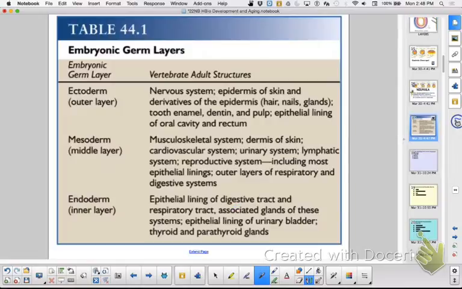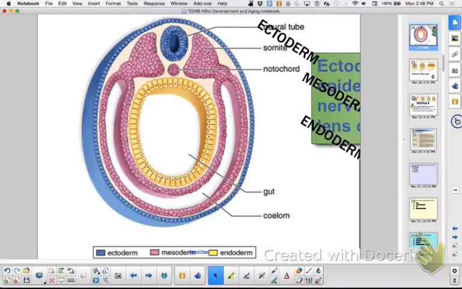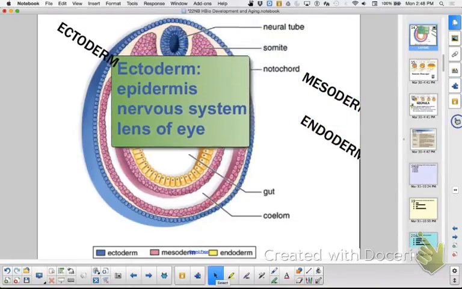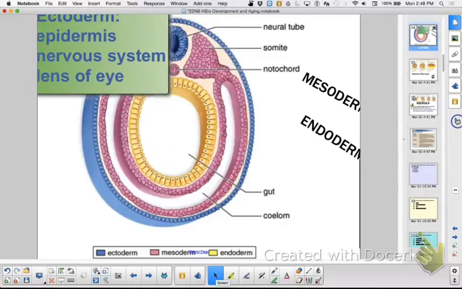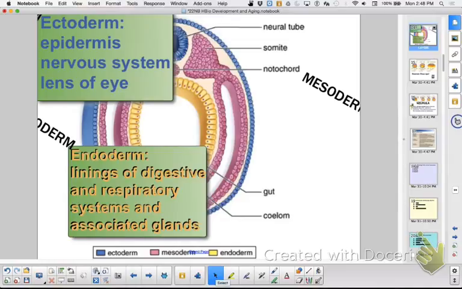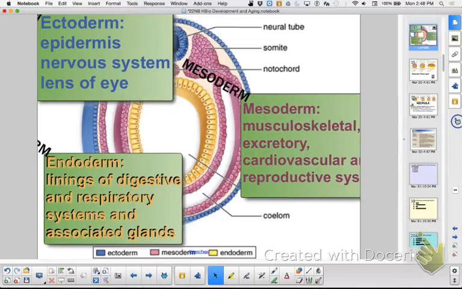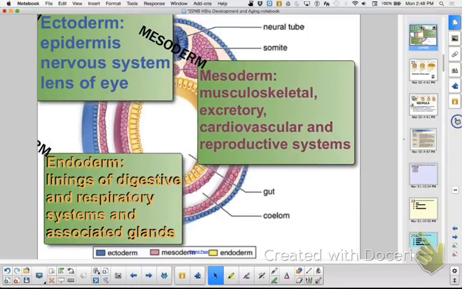Your book also has a chart on it, but that's really, really detailed. If you just remember what we went over in class: epidermis, nervous system, lens of eye, innermost layer, linings of digestive, respiratory system, and then anything else that's mentioned is going to be mesoderm. Questions, concerns? Okay, let's do some questions.